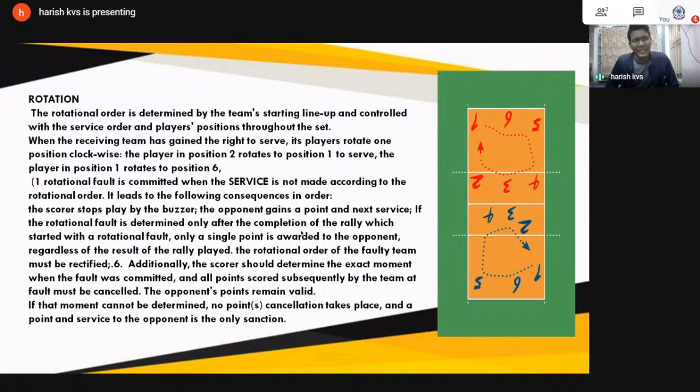So this is a detailed explanation you can go through. It is as simple as that. Additionally, once again, I am not going through all these points, because the way I am explaining, you can understand it very easily. These are some technical aspects of the rotational point of view. The only basic thing you need to know is the moment you are getting a serve, or the moment you are breaking down the opponent's serve, you need to change your rotation by one position in a clockwise direction.